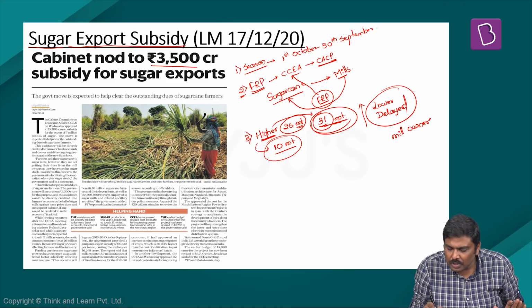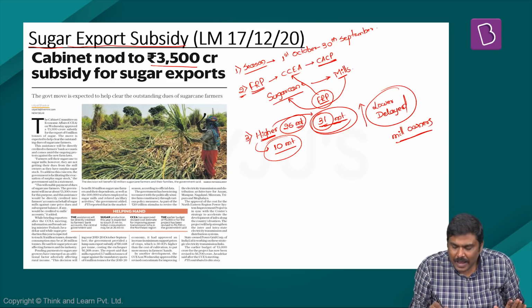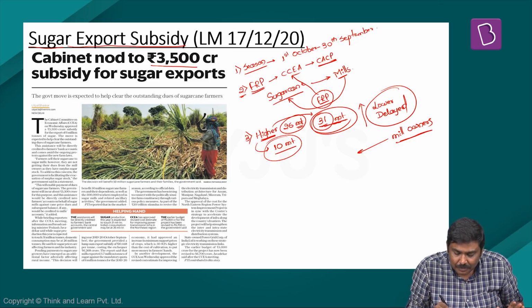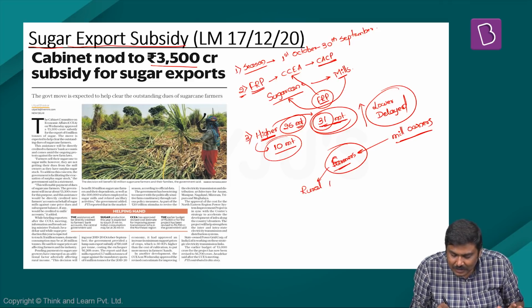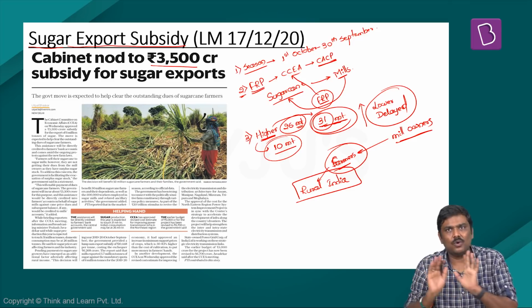They are holding a huge amount of stock now. As a result of this, the mill owners have in turn delayed the payment to the farmers who have sold the sugar cane to the mill owners. And the farmers are part of the consumers of rural India. This is basically affecting the consumption in the rural Indian economy.